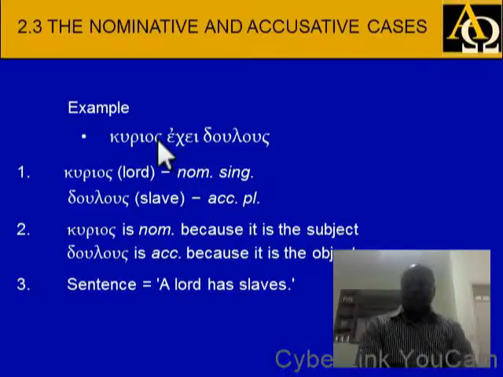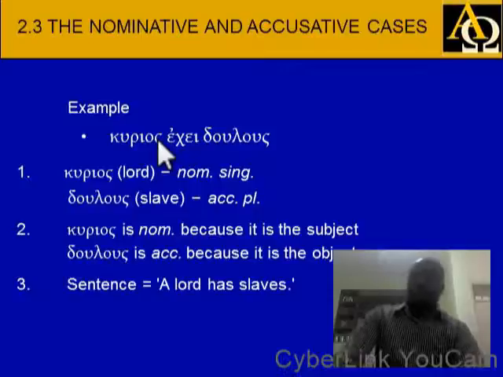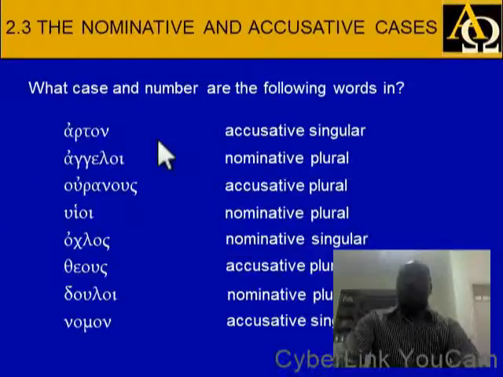So in your exercises, I ask you to parse the verbs. Now that's what you must be able to do. You must be able to tell me what's the tense, what's the mood, what is the voice, what is the number, what is the dictionary form. Okay, so number is either singular or plural. And then person is either first, second, or third person. Okay, so you must be able to say all that information.